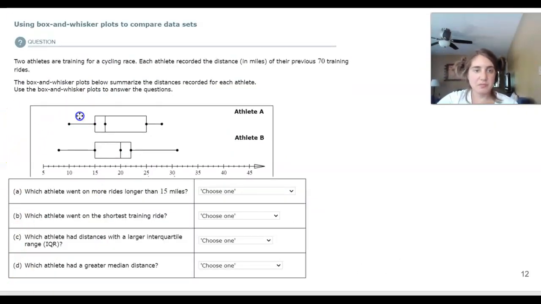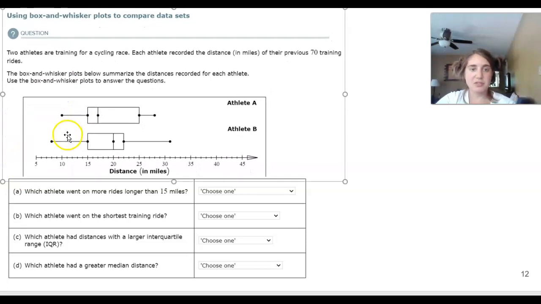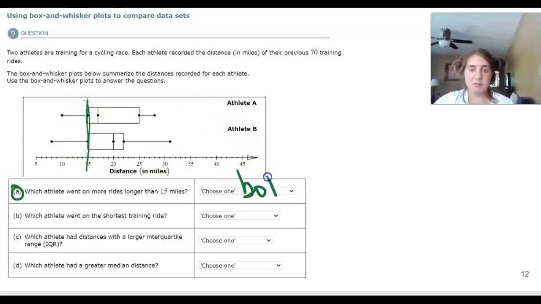So now we're going to use box and whisker plots to compare. 2 athletes are training for a cycling race, and it summarizes the distance of their rides. Which athletes went on a bike ride longer than 15 minutes? So 15 was here. They both went beyond 15, so you'd say both. Which athlete went on the shortest training ride? That would be athlete B.